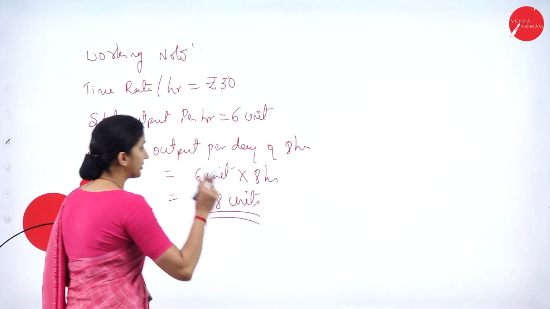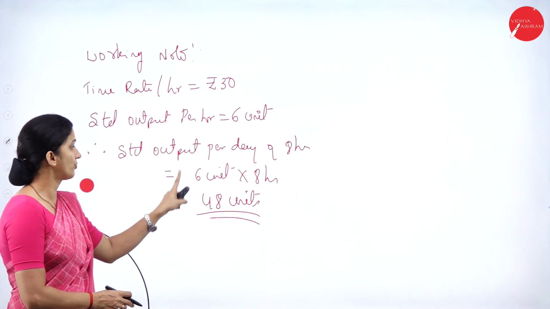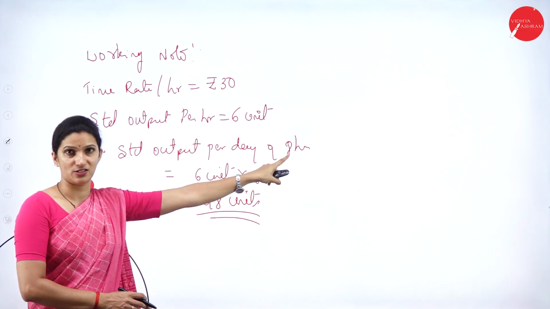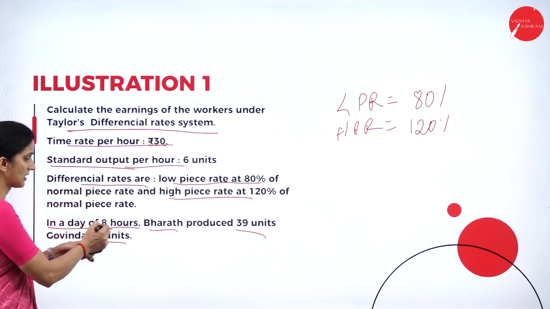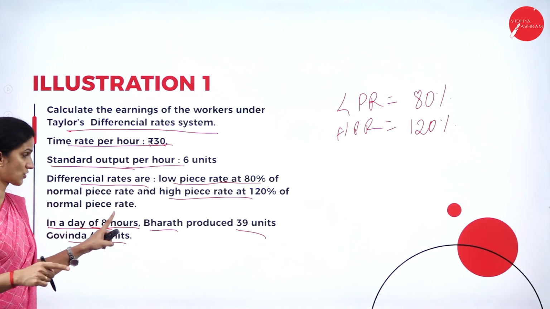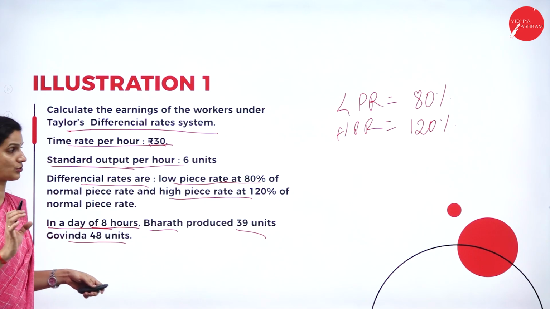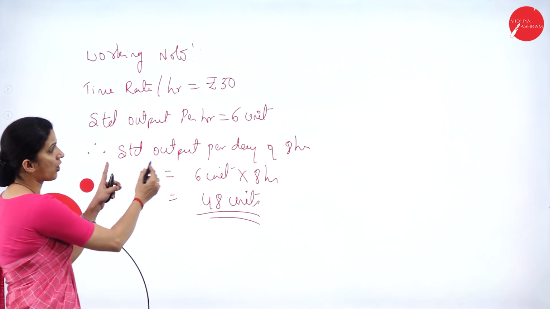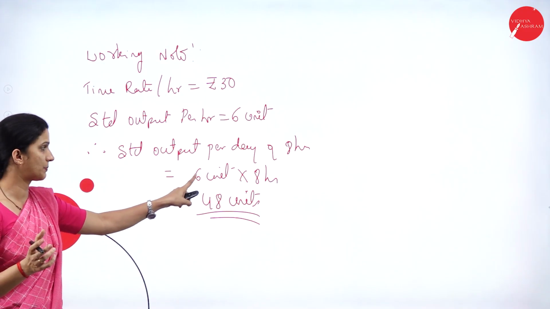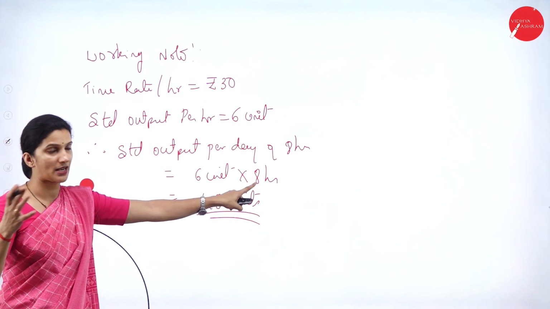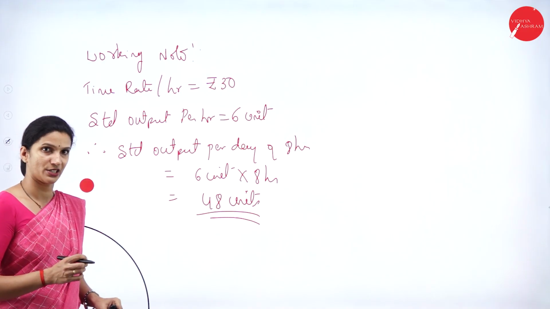So we need to convert the standard output from per hour to 8 hours, because in the question we are calculating the wages of workers for 8 hours. In the 8 hours, Bharat produced 39 units and Govinda produced 48 units, and the standard output is fixed for 8 hours at 48 units. That is, per hour 6 units into 8 hours. So your standard output per 8 hours is 48 units.